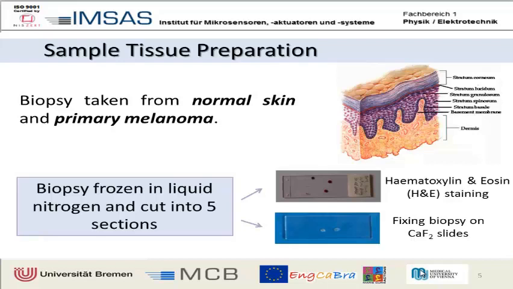sections are put on calcium fluoride slides. Calcium fluoride is a material which is transparent to the infrared, and since we want to perform infrared spectroscopy analysis, it perfectly fits our aim. Now referring to this skin sketch at the top of the slide, the doctor cuts the sample vertically. So all of these sections will contain the epidermis and part of the dermis, so several layers of the skin.